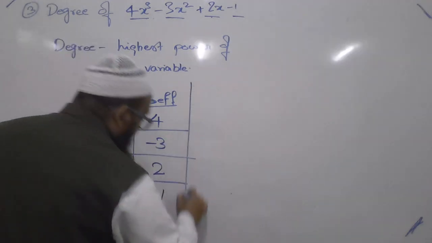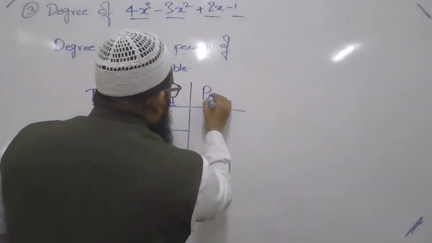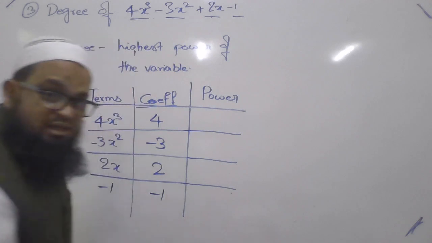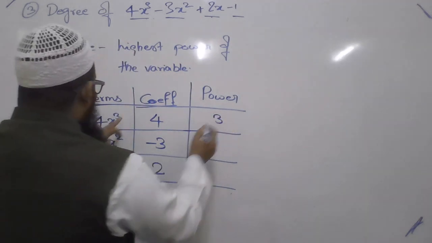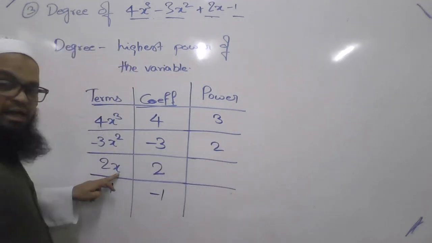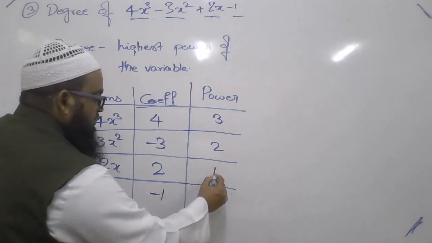Now let us write the next concept. What is the power of the variable? Please listen, my dear students. What is the power of the variable? Here it is 3, and in x square, here it is 2, and you have x. When you have x, what is the default power? x is equal to x to the power 1. Is it right?